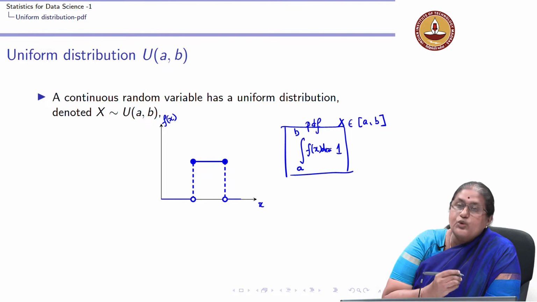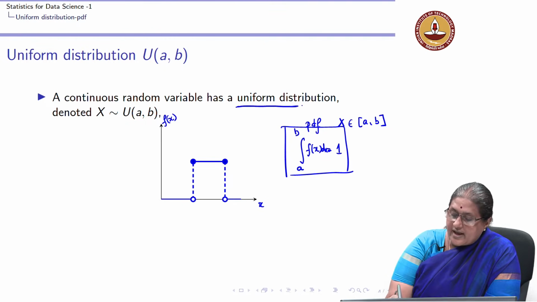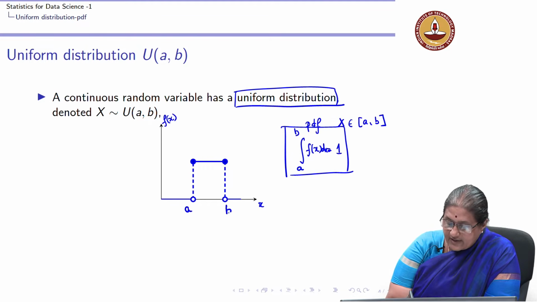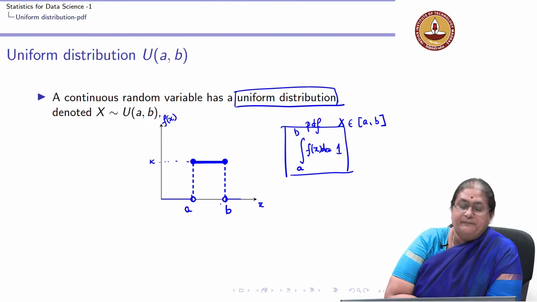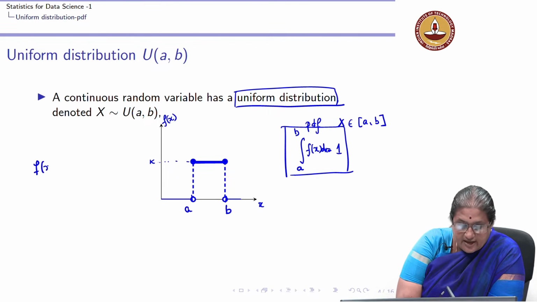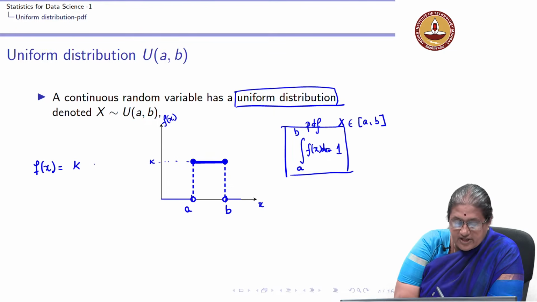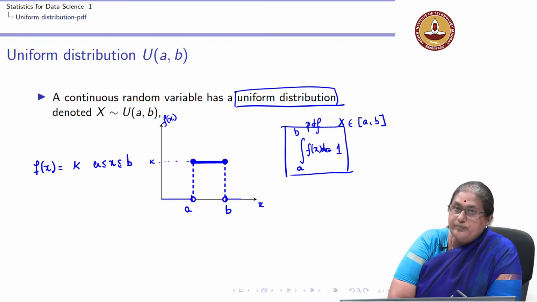So, now what is a uniform distribution? As the name suggests, if I have any interval a to b, then f of x is uniformly distributed. In the other sense, f of x takes a constant value throughout this interval. So, I can say that f of x is a constant, some constant k, for a less than or equal to x less than or equal to b.